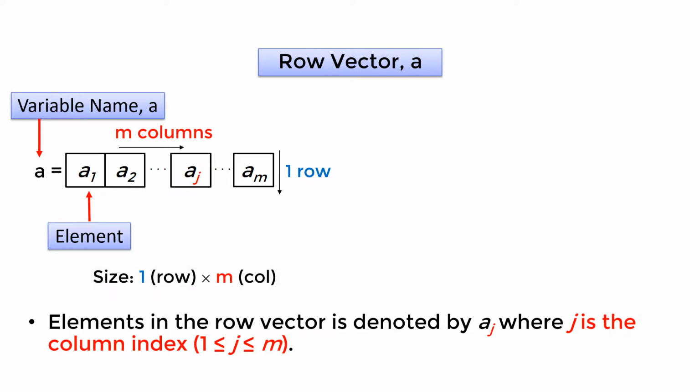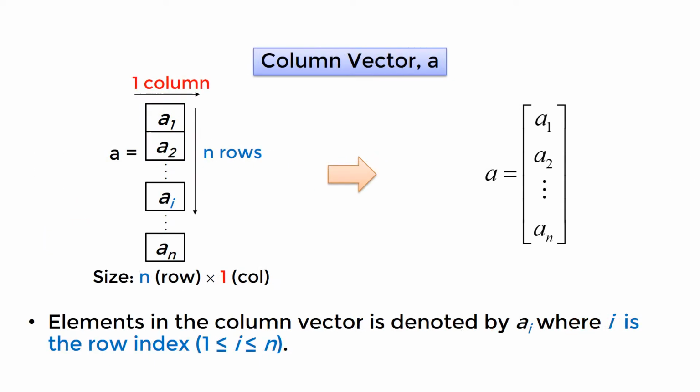To express the row vectors in math, the square brackets are used to enclose the sets of elements with the space between elements. Similarly, a column vector is a one-dimensional array of elements in vertical direction. The indexing is also similar, and A subscript i represents the ith element of the column vector A. The column vector can be written using the square brackets with the vertical element arrangement. The size of the column vector is n by 1 vector.